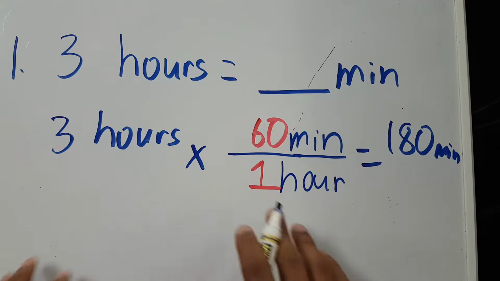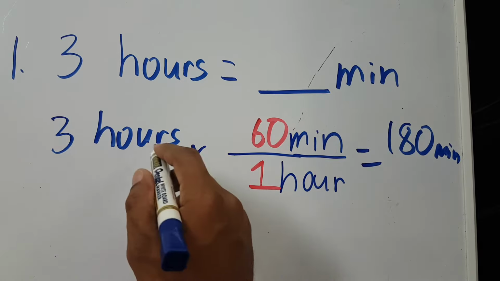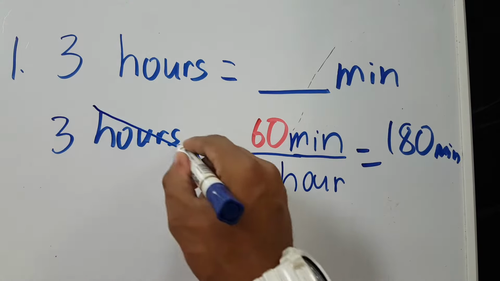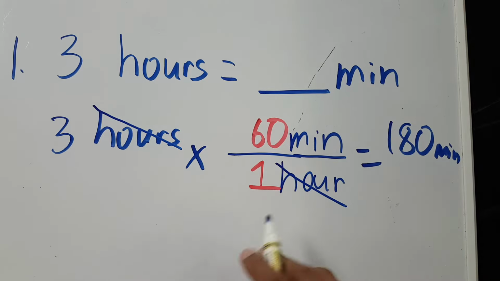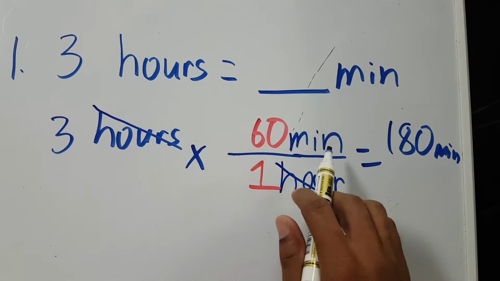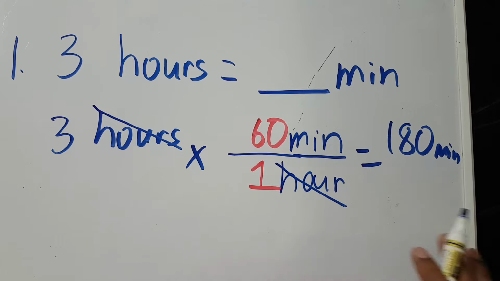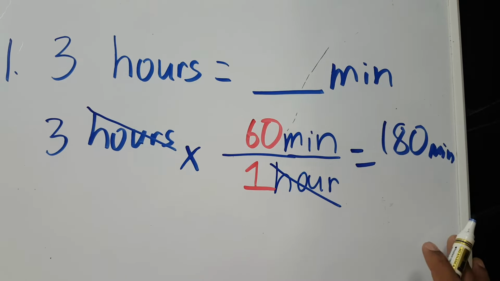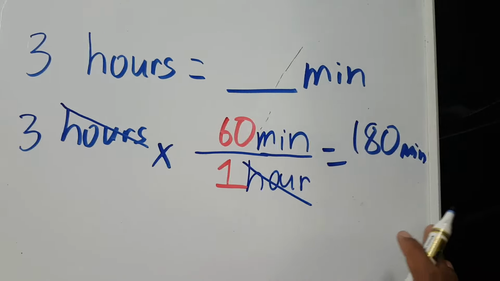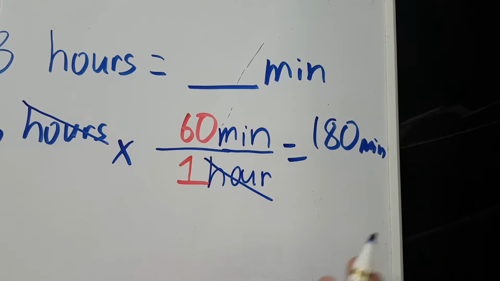All right, so let's check. We have to make sure the unit on top and the unit on the bottom cancel out, so the only thing you're left with is minutes. So this is how you should have done number 1. If you got 180, then awesome job. Let's take a look at number 2.